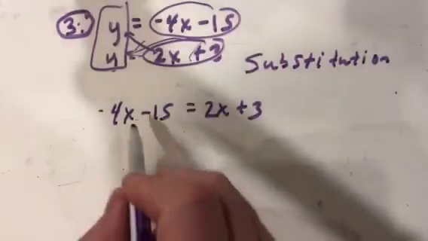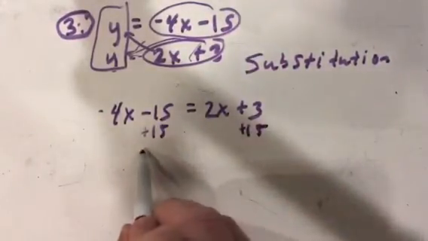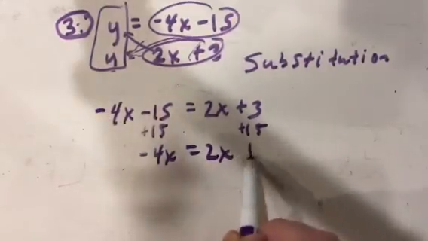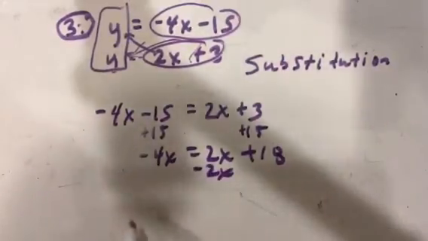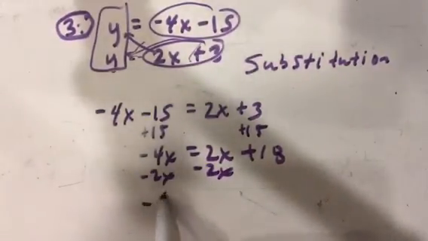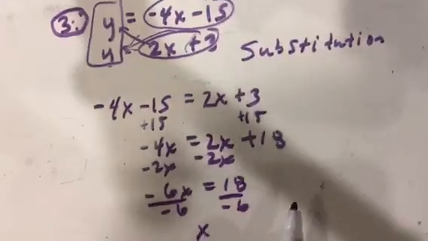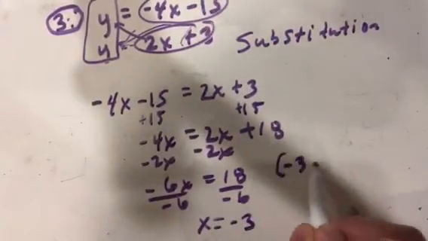And now we're down to just good old algebra 1. Let's add 15. That'll give us -4x equals 2x plus 18. Let's subtract 2x. We'll get -6x equals 18. Let's divide by -6. And get x equals -3.